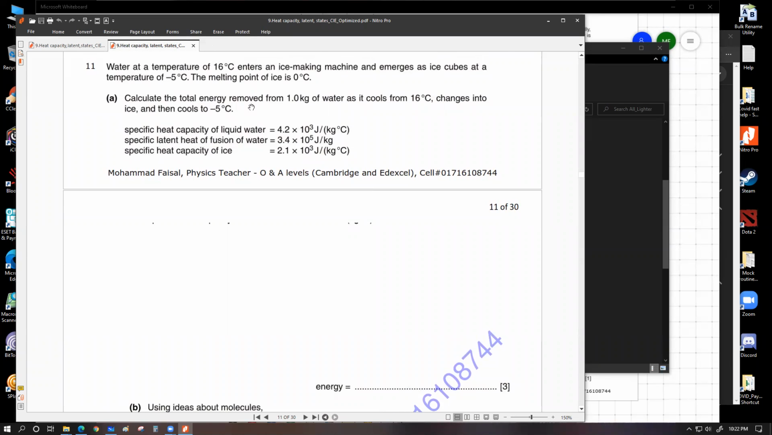This is a problem identical to what we had in our last class, using the same two formulas, E equals mc delta theta and E equals mLf, but you have to understand what to use when. Try to solve this one. I'll give you some time.